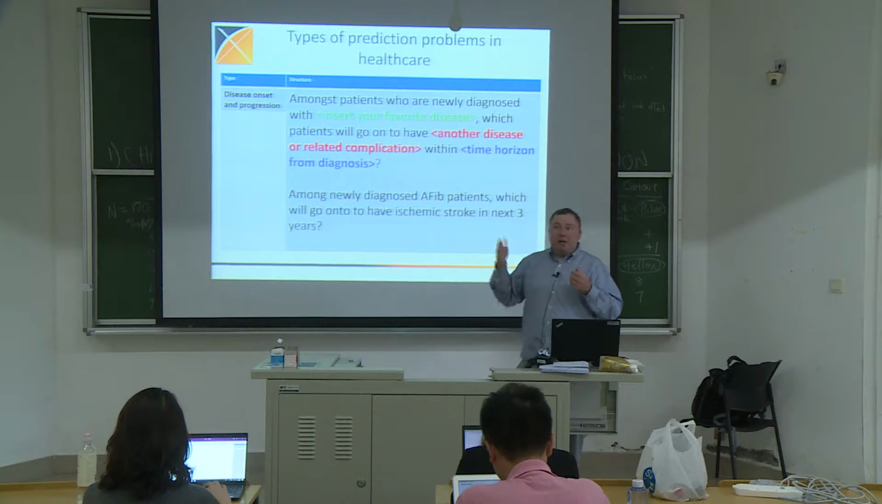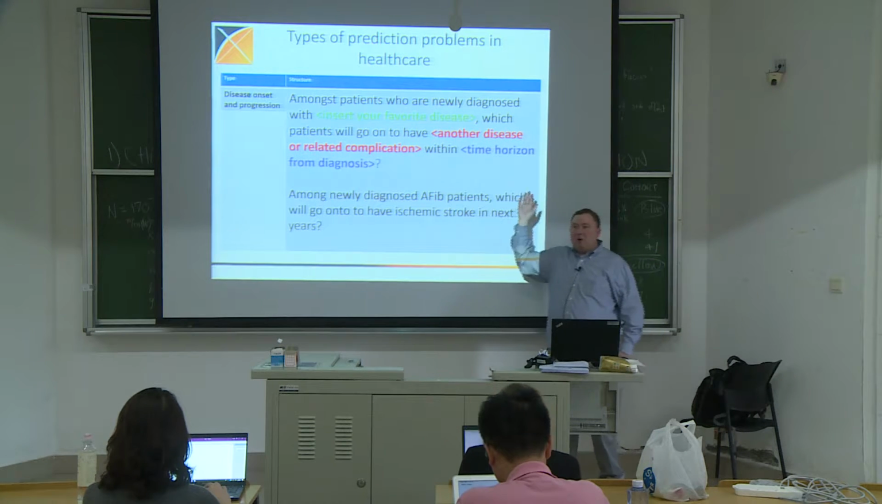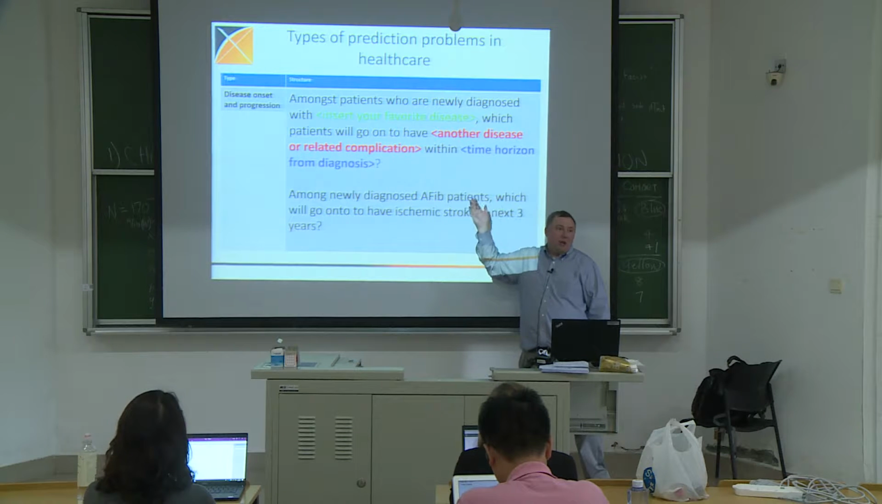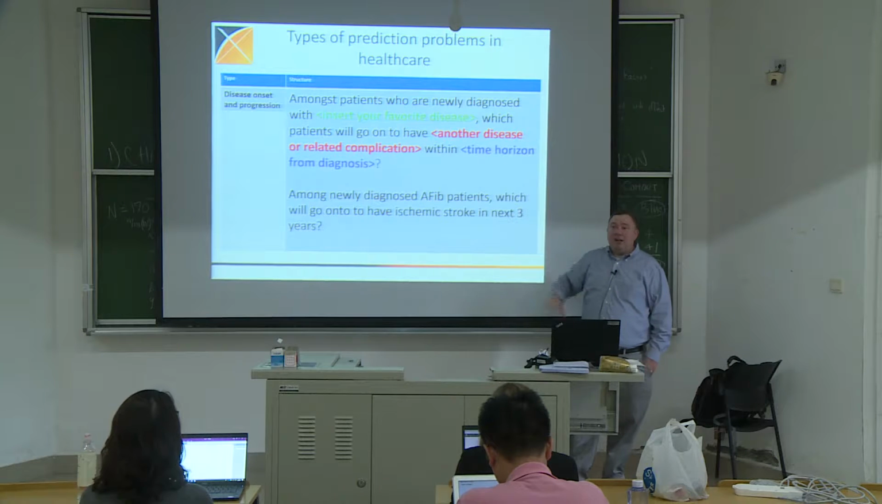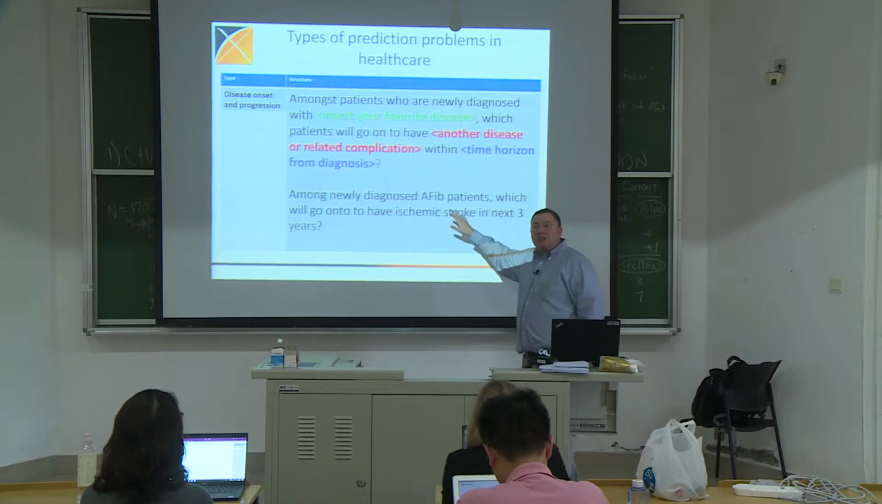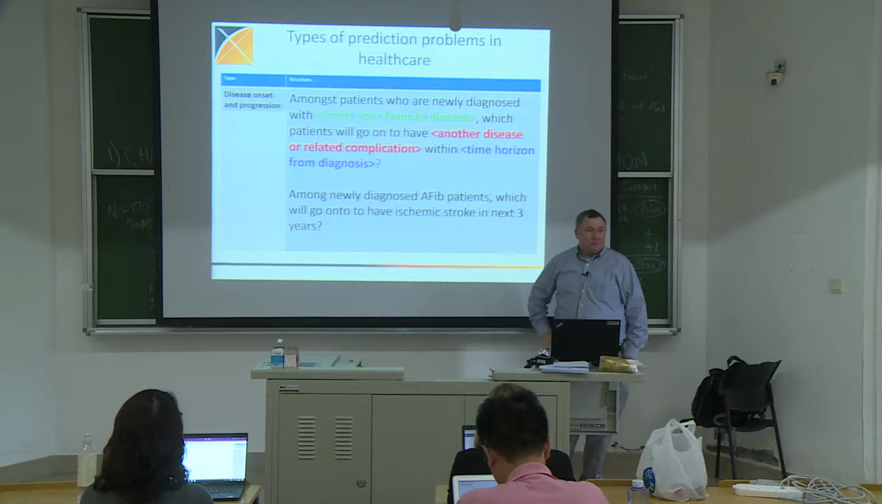Because knowing whether someone is at high risk or low risk of that outcome might change the way that you treat them. So let me just stop here and ask, does anybody have any questions about this template of how to define a prediction problem?